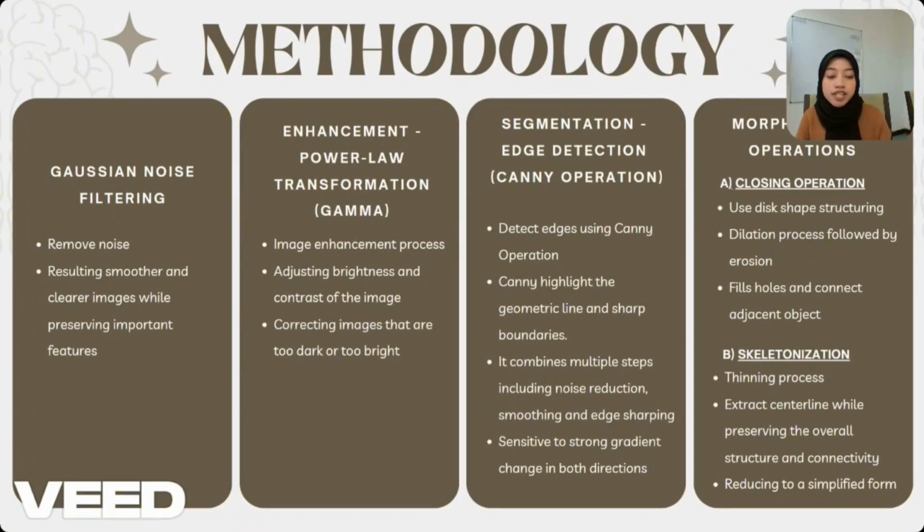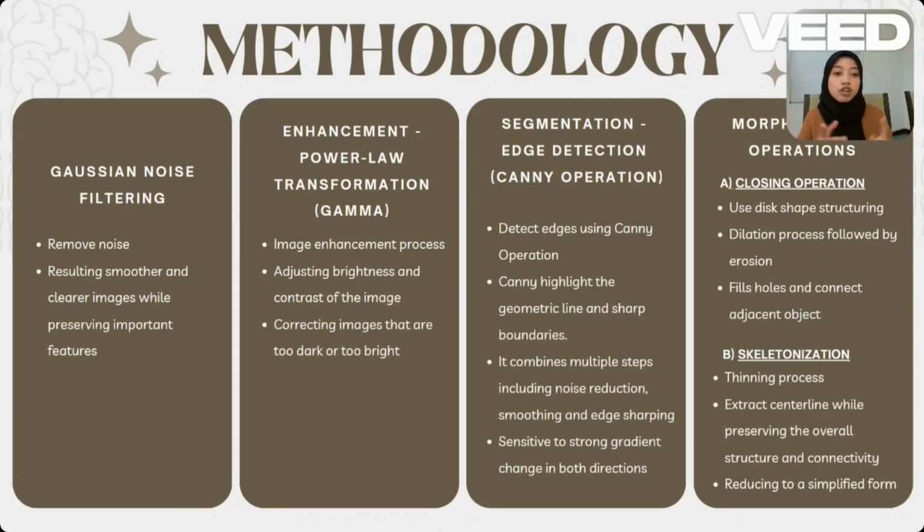Methodology. There are four methods that we use in this project, which are Gaussian noise filtering, enhancement using power law transformation gamma, segmentation using Canny edge detection, and morphological operation. Morphological operation can be split into two, which are closing operation and skeletonization.